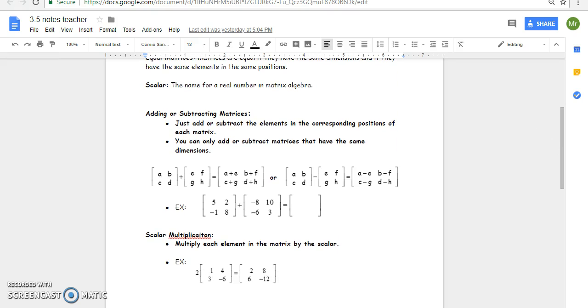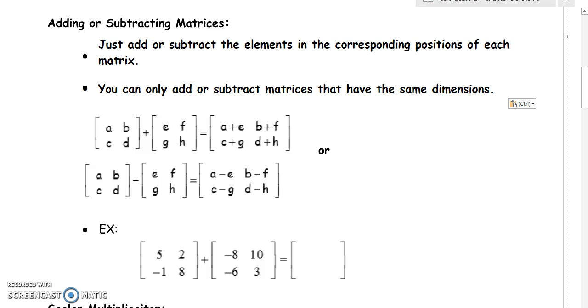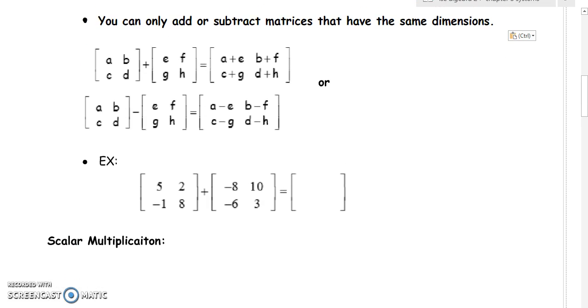So if you're going to add or you're going to subtract, all you do is take the element in each spot and add or subtract the corresponding spot in the other matrix. Since we have to add all of the same elements together, our matrices always have to be the same size. They have to have the same dimensions. So let's look at our example here.